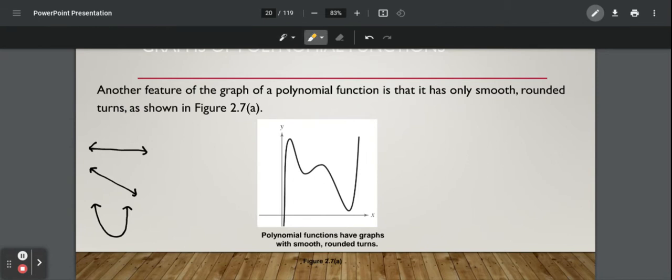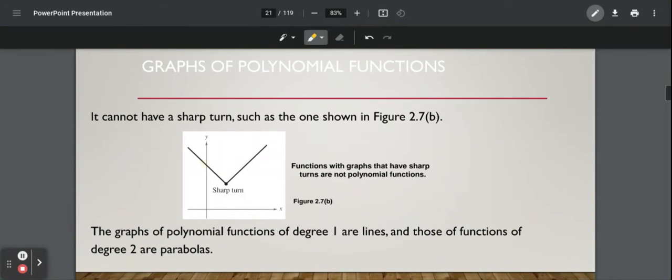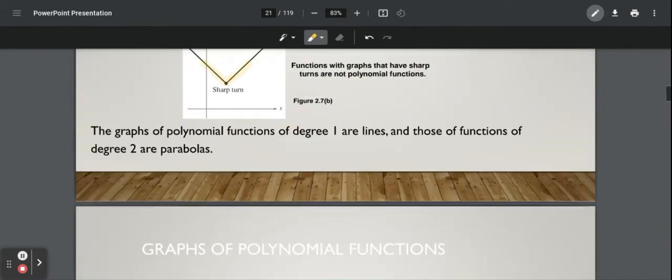And so here, if you notice when this is changing direction, it just is that nice curve, kind of like a roller coaster. As opposed to the absolute value function where it's more of that sharp turn. So that would not be a polynomial if you have these corners or these sharp turns in your graph. Those are not polynomials.